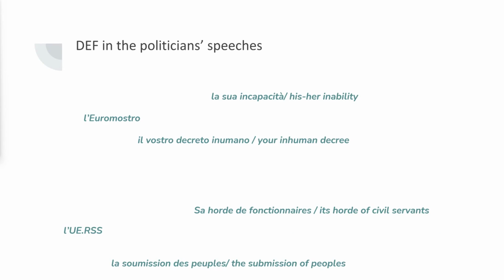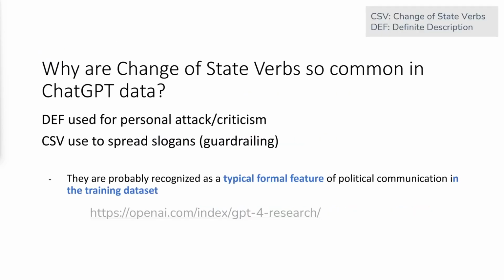For example, ERRS, a crasis between European Union and URSS, by Marine Le Pen. O la sua incapacità, his inability, il vostro decreto inumano, your inhuman decree, and so on. So why are change of state verbs so common in ChatGPT data, and why are definite descriptions so common in politician data?